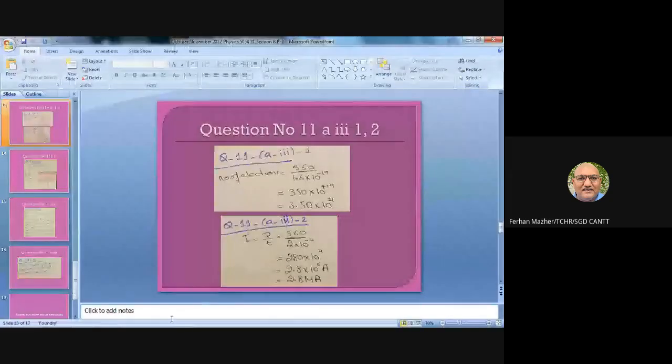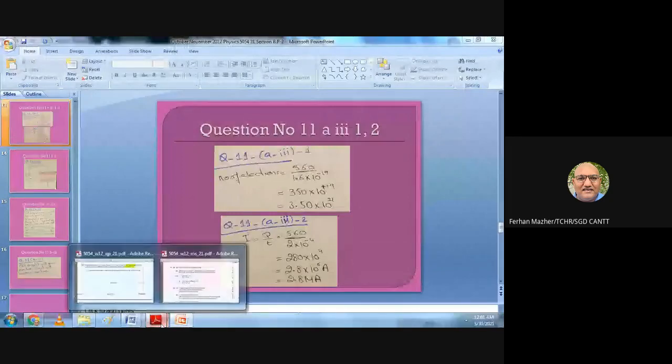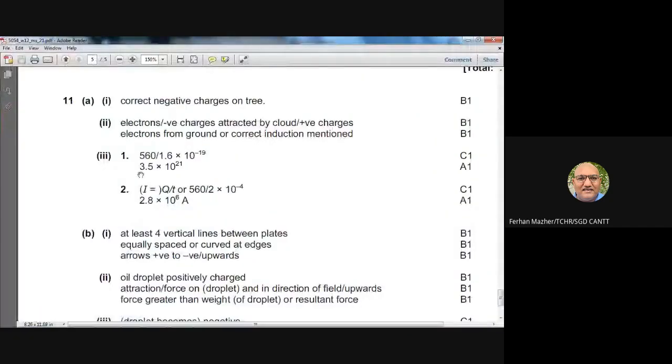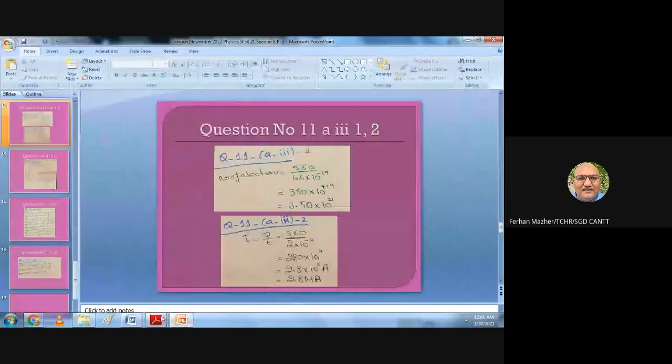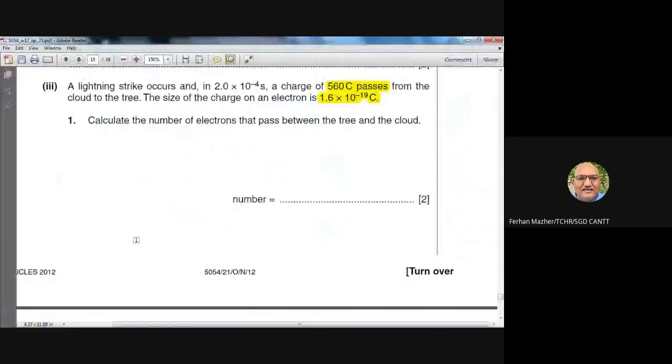So let me check the marking scheme if our answers are right. So you can see here 3.5 expo 21. Our answer is 3.5 expo 21. So we are right. So it's a 2 marks numerical. I hope you have understood this, very easy.